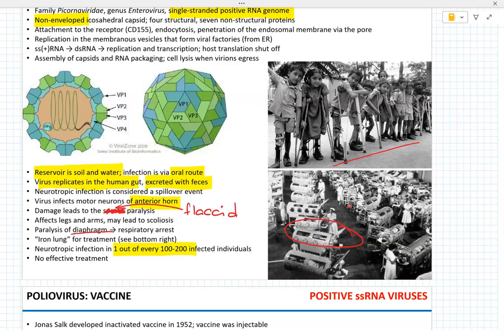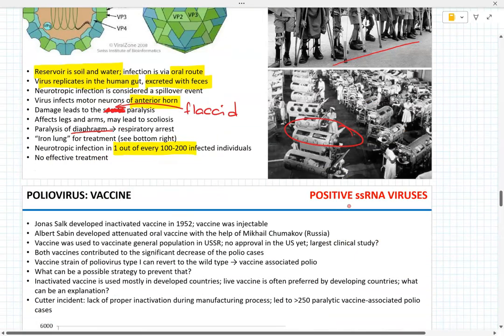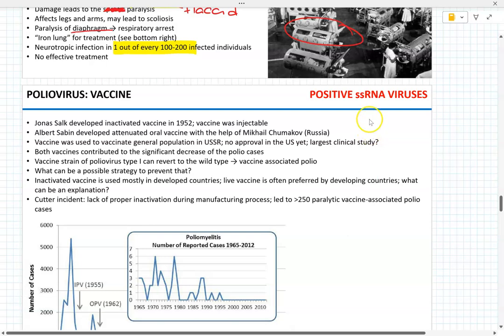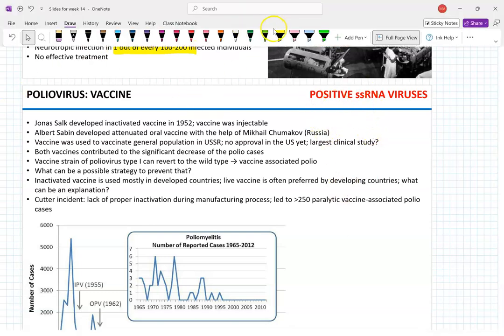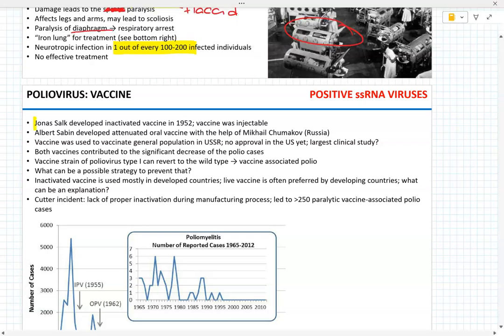The vaccine was first. There is no treatment for polio. Okay? But there are a couple of vaccines which are phenomenal, and really interesting stories are behind them. So first is the Salk vaccine. It's inactivated.